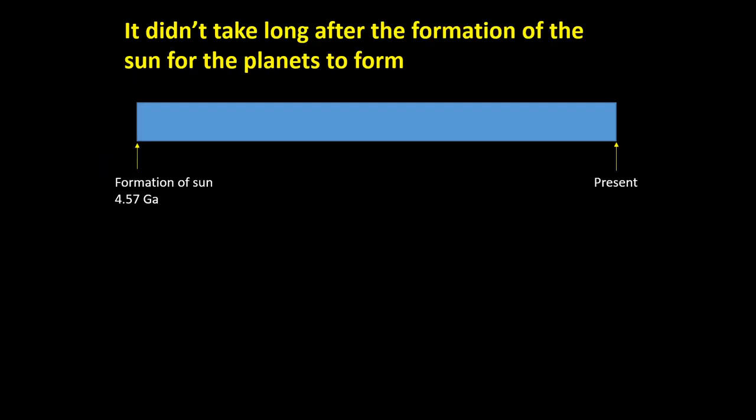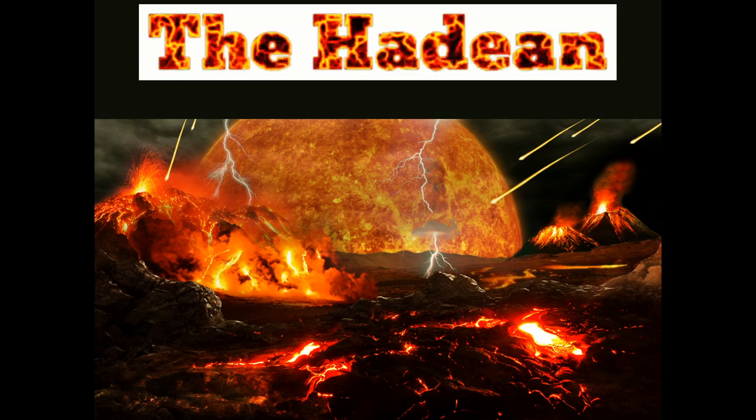So it didn't take very long after the formation of the sun for the planets to form. So this is the present time. If you think of this bar as a timeline of Earth, this is the present. This is the formation of the sun. It was only 10 million years later that the planets formed. So it happened very fast. Okay, so the planets and the sun formed very quickly. And the moon, along with it, formed very quickly.